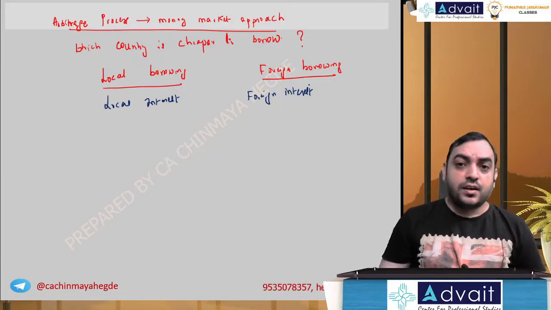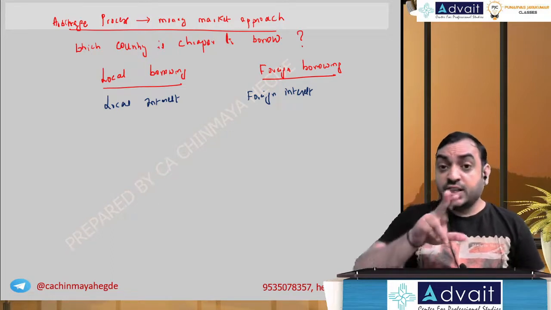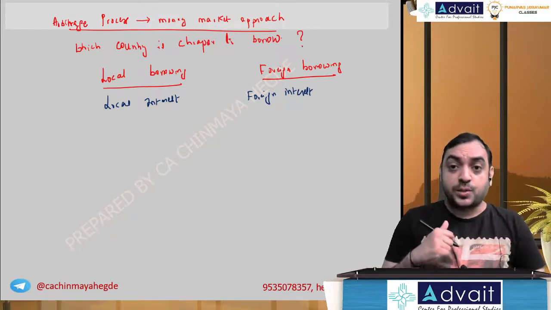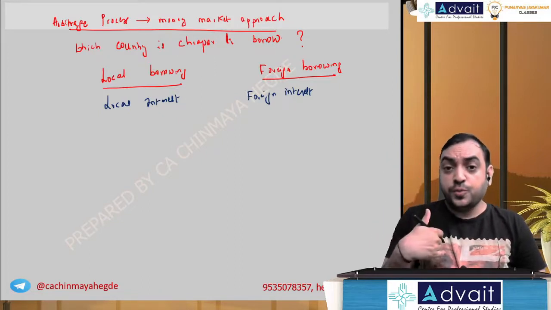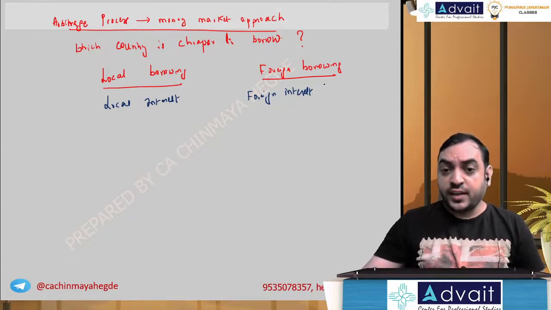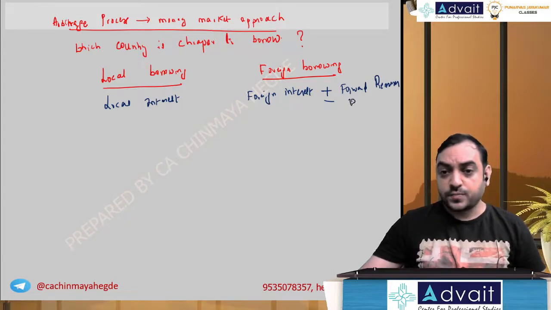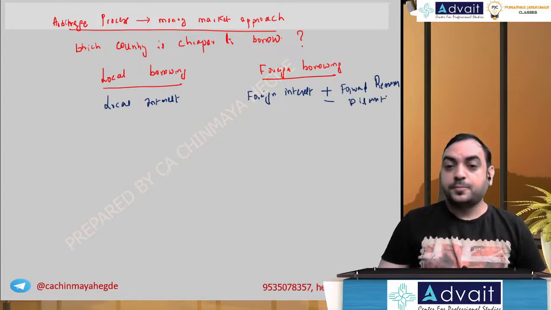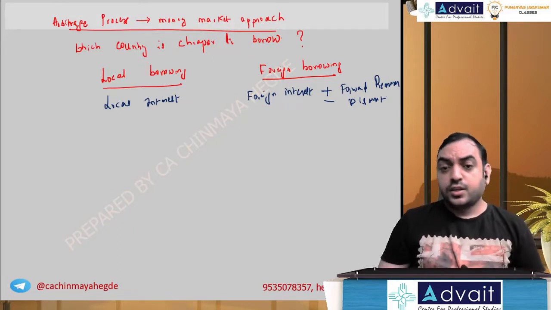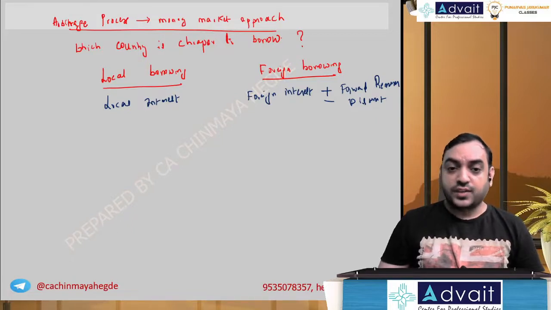But in foreign borrowing, even currency fluctuations you should take into consideration. If currency appreciates, it's a cost for you, and if currency depreciates, it's going to be a gain for you. So I'll say foreign interest plus or minus forward premium. Premium means it's going to be costly, plus, or discount. Discount means I will subtract. So local interest versus foreign interest plus or minus forward premium or discount. So very simple.